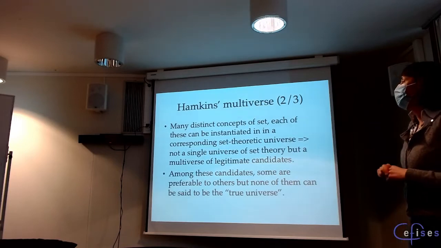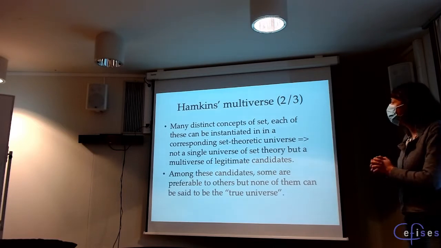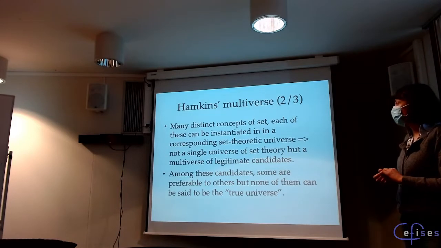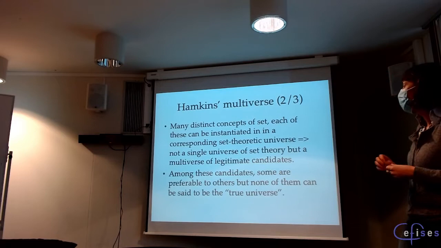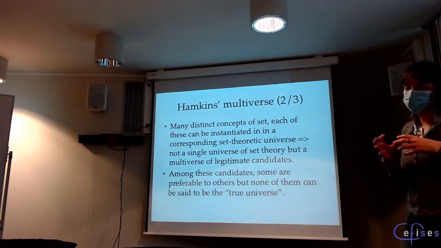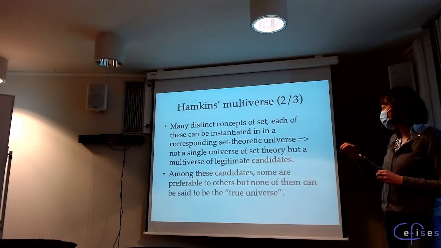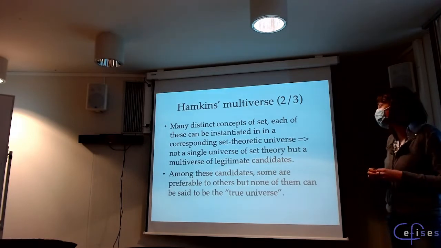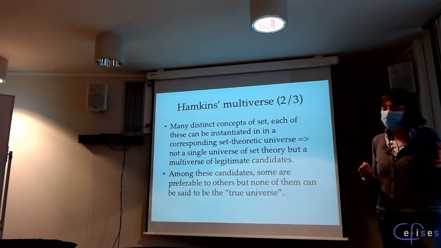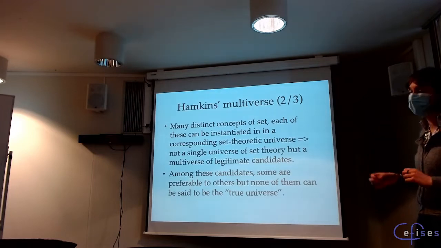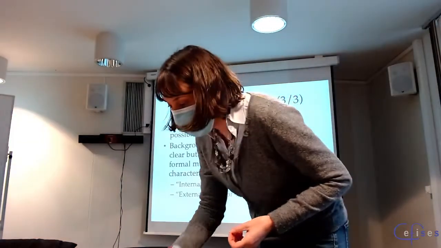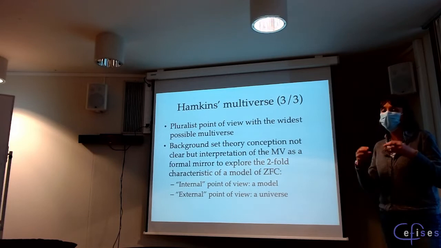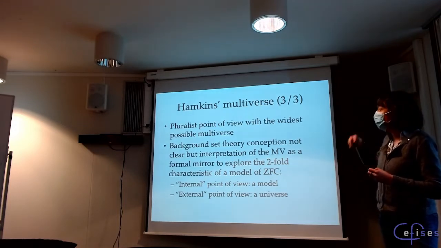A consequence of this point of view is that you have many different concepts of set. Each of these concepts can be instantiated in a corresponding set theoretic universe. So it means that you do not have just one single universe of set theory, but you have a multiverse of set conceptions that are all legitimate. Some set conceptions are preferable to others because they are more used. These are the standard ones, but there is no reason to dismiss others. So none of them can be said to be the true universe. That's really what we call the pluralist point of view, with the widest possible multiverse, because all set theoretical conceptions can be taken on board.